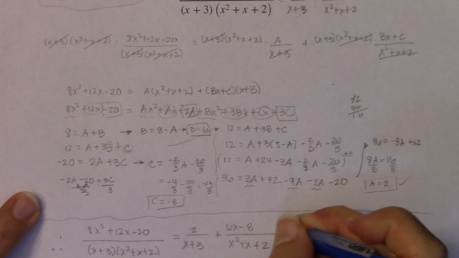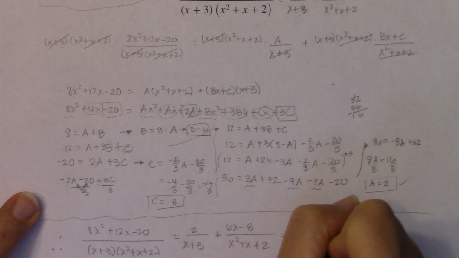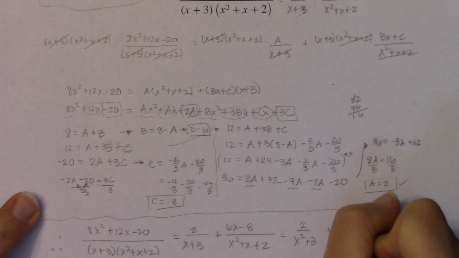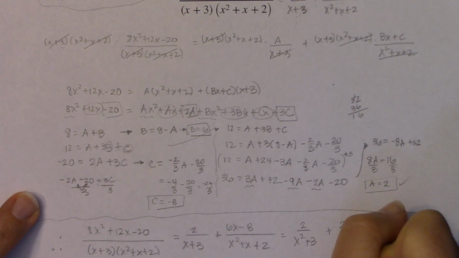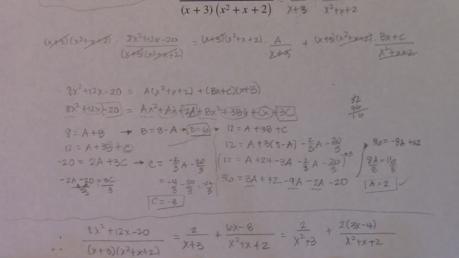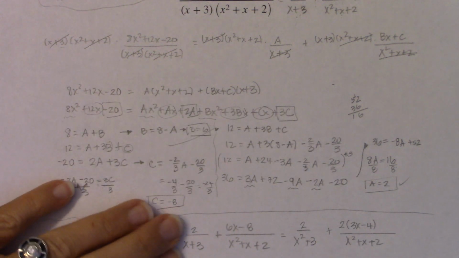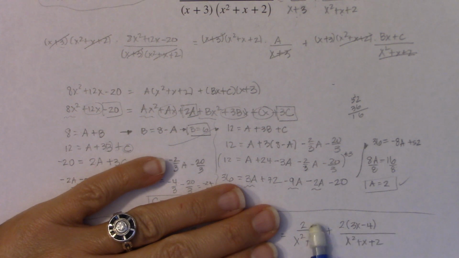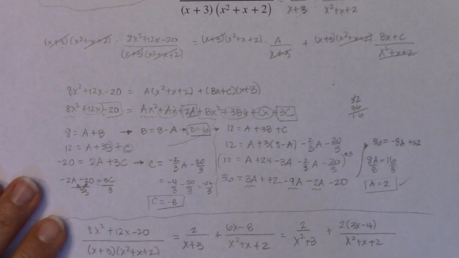All right, and I just want to show you if you wanted to maybe take it one step further, which is not necessary, I could factor out that GCF of 2 up top. If I take out the 2, this is going to be 3x minus 4 over x squared plus x plus 2. And if you had time and you wanted to check yourself, you could take this expression, get common denominators, add the numerators, and see if you got back to your original problem, okay?